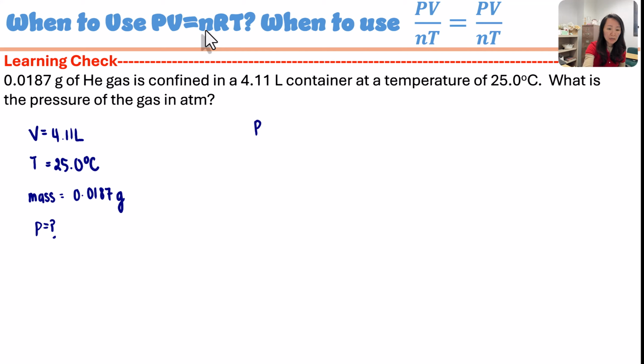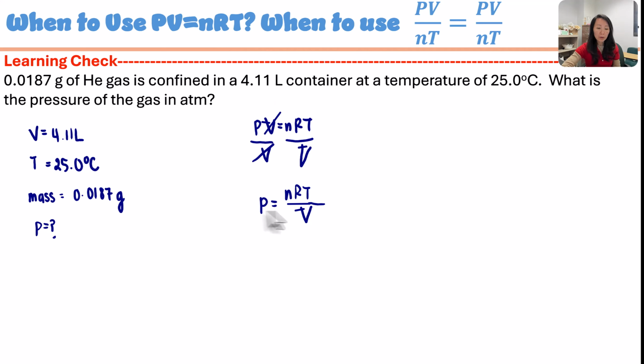Therefore, we can conclude that we should use PV equals nRT. So here's my PV equals nRT, and we're looking for pressure. So we're going to divide both sides by volume. This cancels out, and so you have P equals nRT over V. Okay, so you might be wondering, I have my temperature, which is there. I have my volume, which is there. R is a constant value, so it's already given, so I'm okay. But we don't have n, the number of moles, right? We don't have number of moles, but we definitely have grams.